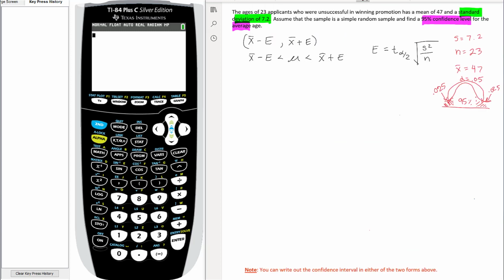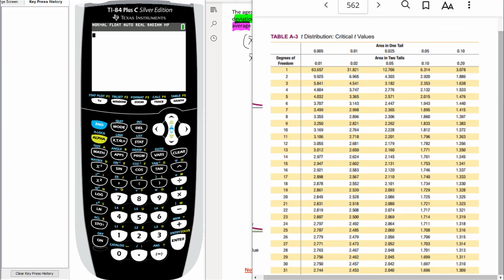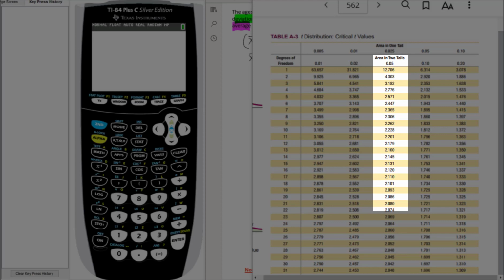So let's go back to our picture here, and let's write down that degrees of freedom is n minus 1. This is a formula that you should memorize. This is equal to sample size, which is 23, minus 1, so that gives me back 22. So going back to the table, I'm going to need alpha equals 0.05 and degrees of freedom of 22.